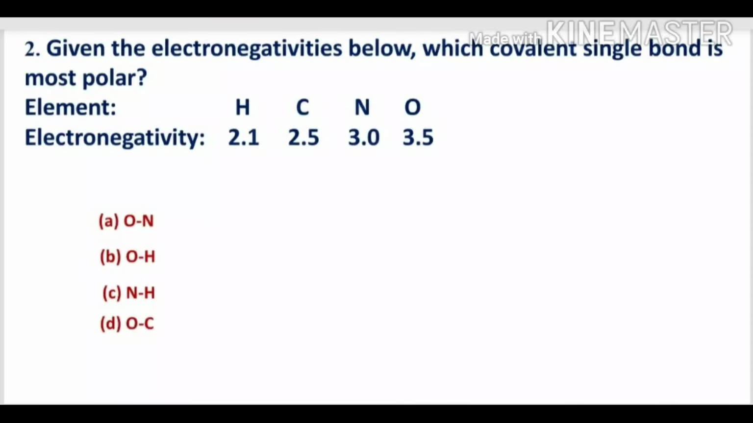For O-H, oxygen is 3.5 and hydrogen is 2.1, so the difference is 1.4. That is a bigger difference between the two atoms. The third one, nitrogen and hydrogen, is 3.0 and 2.1, which is only 0.9. And oxygen and carbon is only 1. So option B is correct, because between oxygen and hydrogen the electronegativity difference is 1.4. So O-H has the most polar covalent bond.